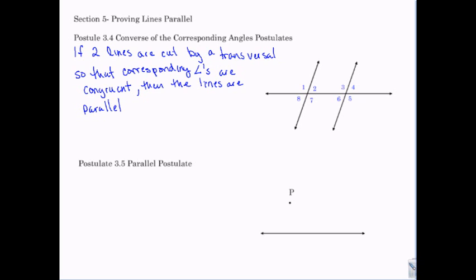So we had our postulate on corresponding angles, which told us if two parallel lines were cut by a transversal, then the corresponding angles were congruent. This just goes backwards. It tells us if we have two lines that are cut by a transversal, just any kind of lines, and the corresponding angles are congruent, that means the lines are parallel. So you go two directions. The first direction is if the lines are parallel, that means the angles are congruent. Now this one is if the angles are congruent, that means the lines are parallel. So the two things mean each other. Does that make sense?